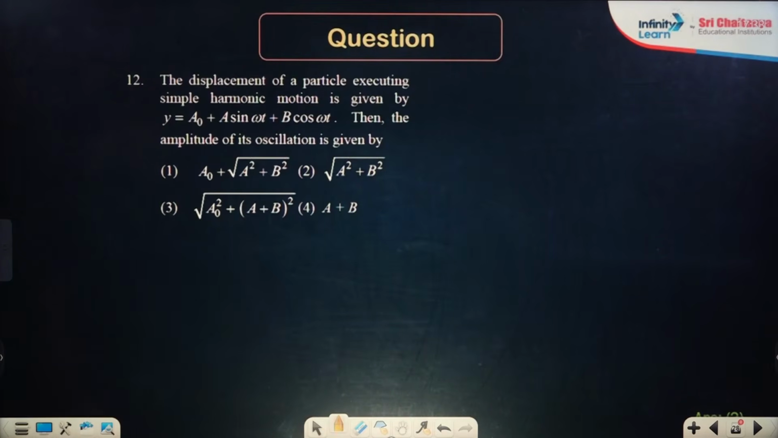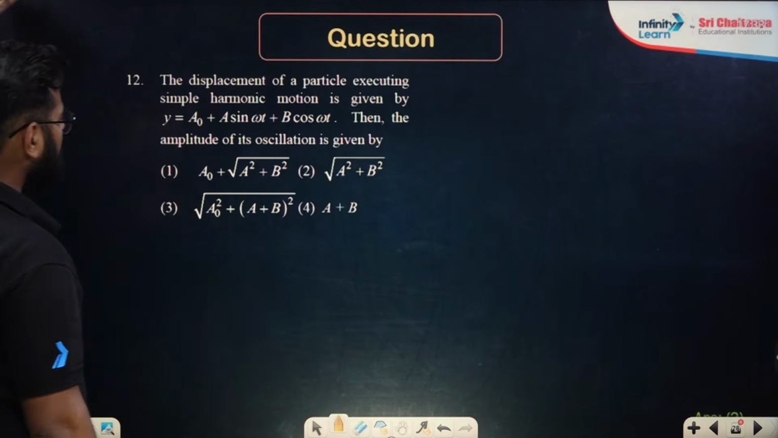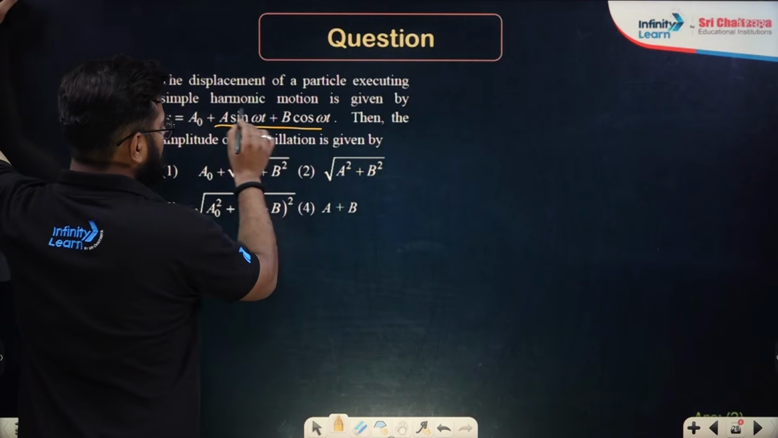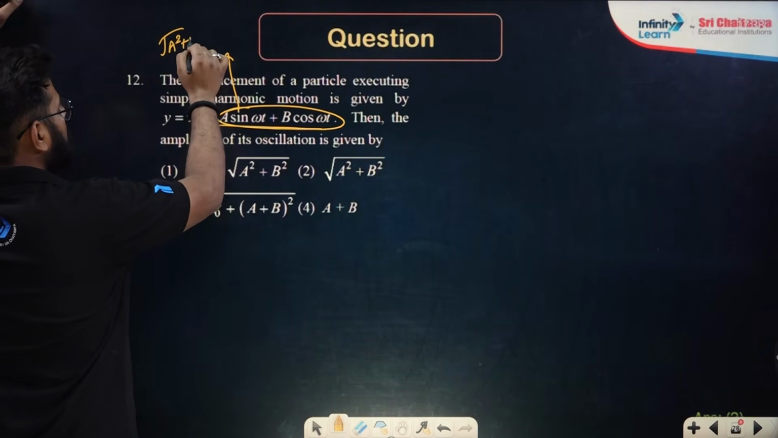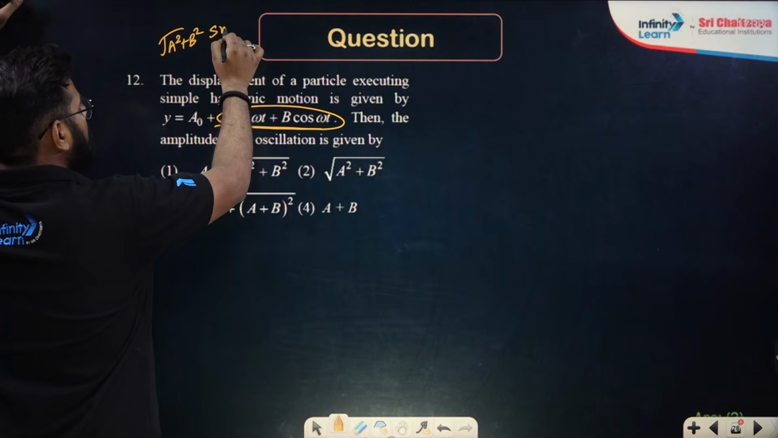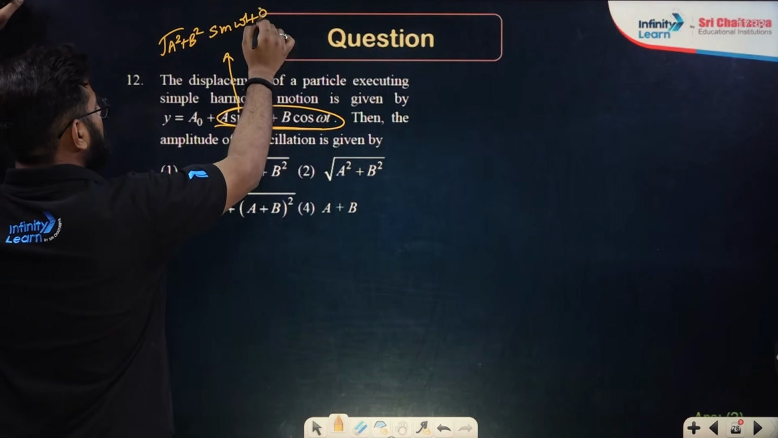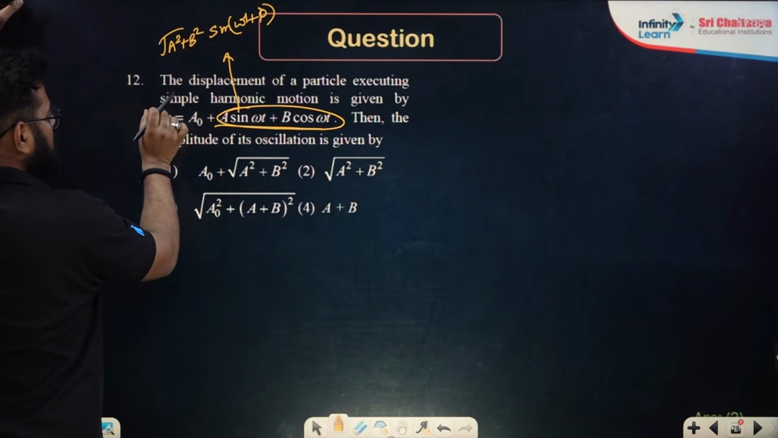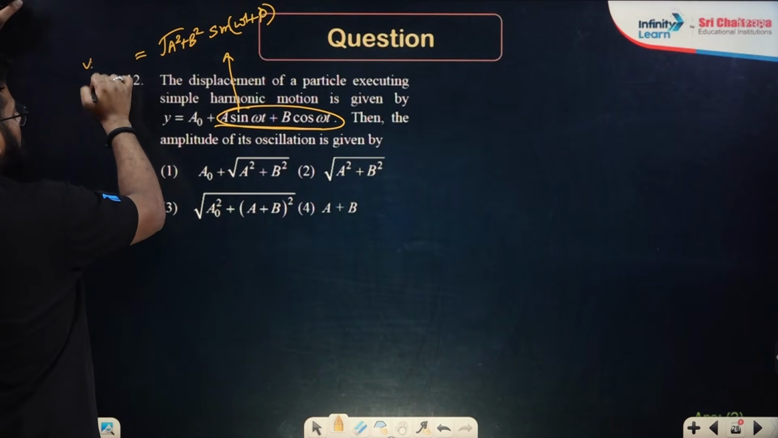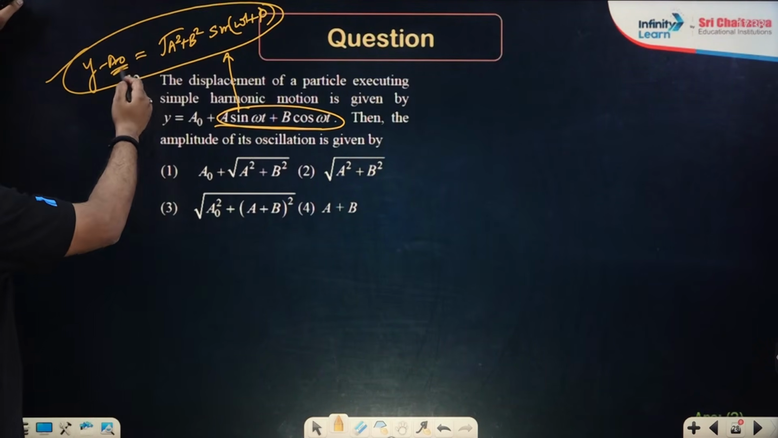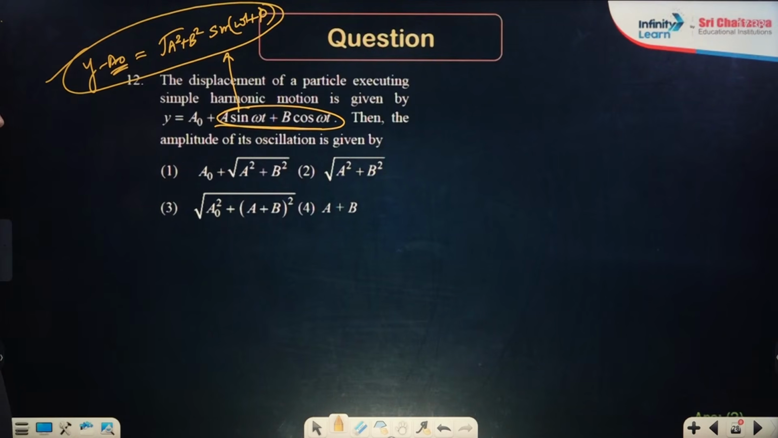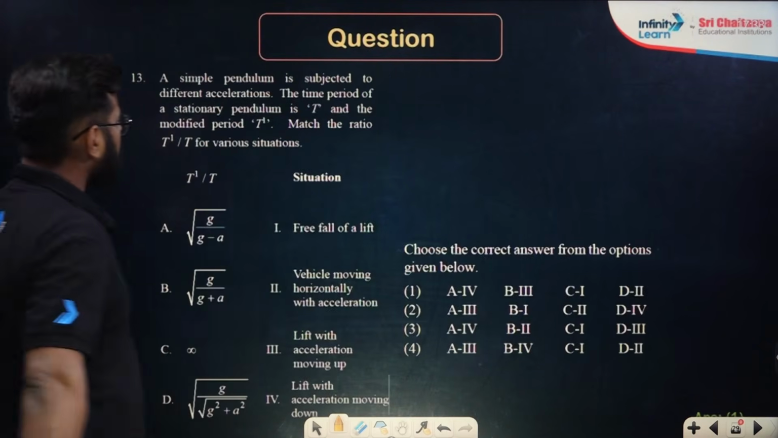A displacement of a particle executing simple harmonic motion is given by y equals a naught plus a sin omega t. Now see, this function can actually be written as root a square plus b square into sine of omega t plus phi. Okay. And talking about this, this can go over here, will be equal to y minus a naught. Now this simply means that the SHM is now having the mean position at a naught and amplitude at root a square plus b square. Option number 2 is correct.